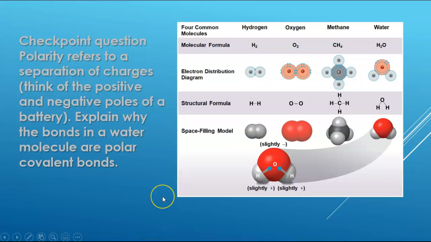All right, here's another question. Polarity refers to a separation of charges. Think about the positive and negative poles of a battery or of a magnet, okay? So explain why the bonds in a water molecule are called polar covalent bonds.